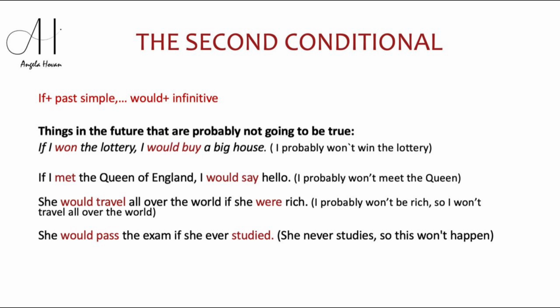For example, if I won the lottery, I would buy a big house. If I met the Queen of England, I would say hello. She would travel all over the world if she were rich. She would pass the exam if she ever studied. But I know she never studies, so this won't happen.